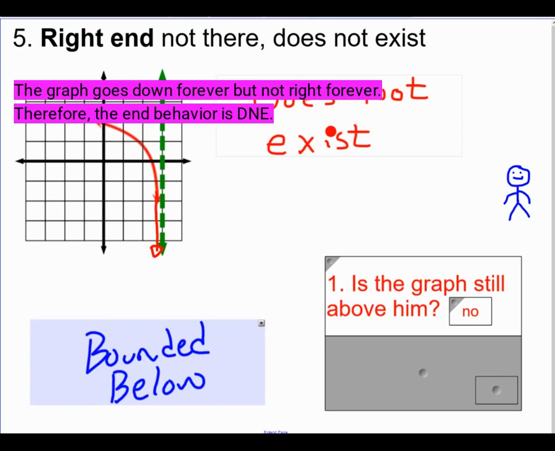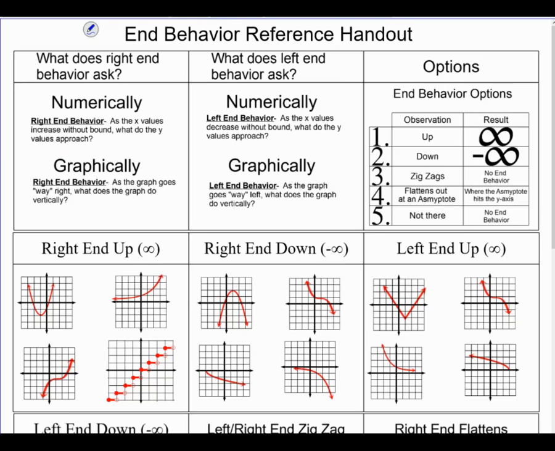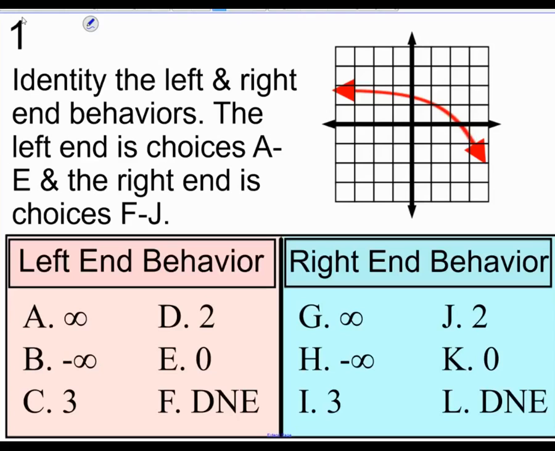These two graphs end as they go to the left, so their left end behavior does not exist, D and E. This one right here has an asymptote. It doesn't cross it, and so its left end behavior is D and E, does not exist. This information will be in a PDF at Google Classroom, and it's all the information that we just discussed.